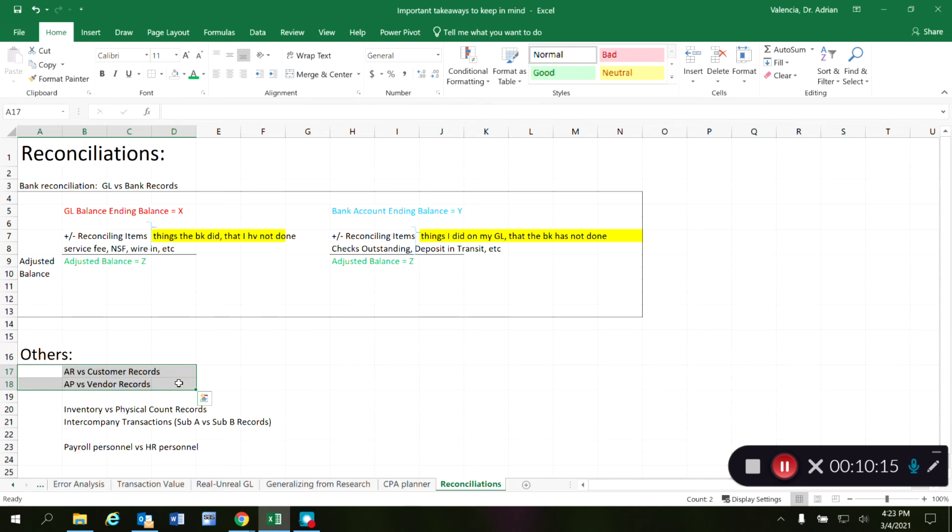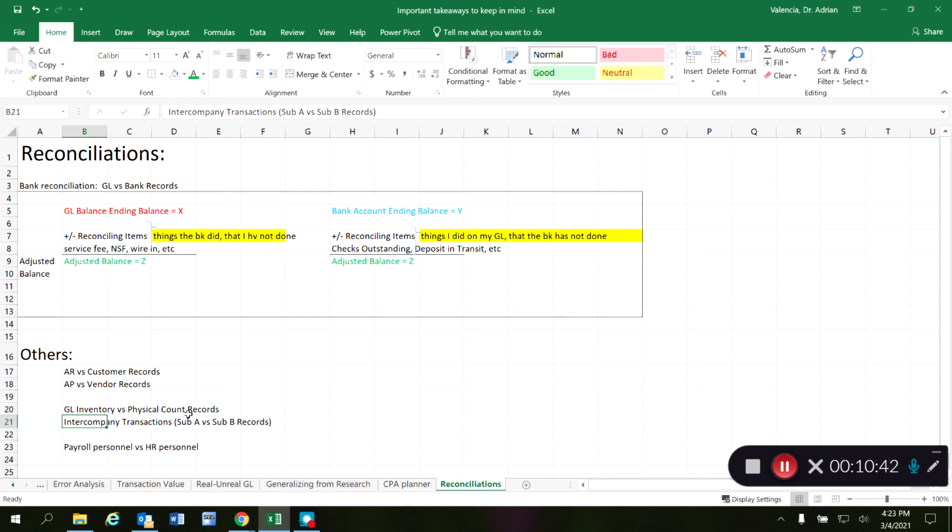Now, think of others that perhaps are less intuitive. These are always our records. The first three I just mentioned are our records versus a third party's records. AR is our records, customer records is a third party. AP versus a third party. Now, think of something like inventory, the GL inventory. So let me just be real clear.